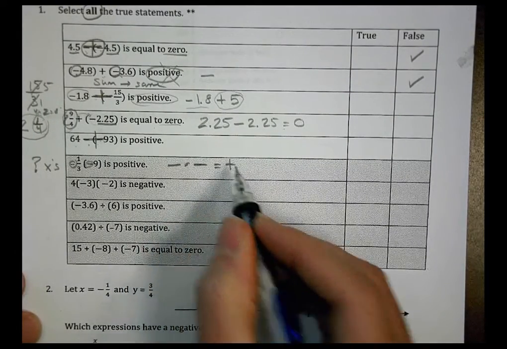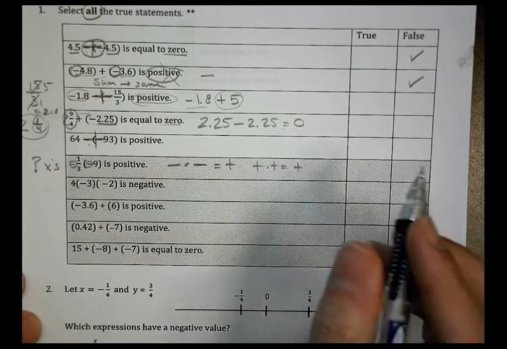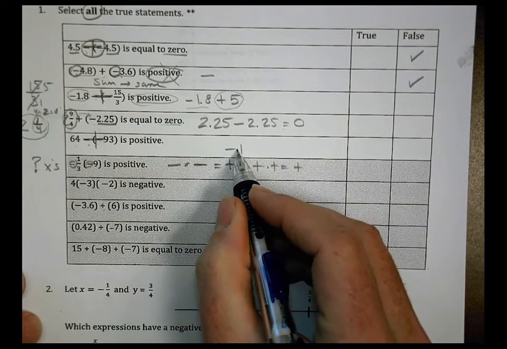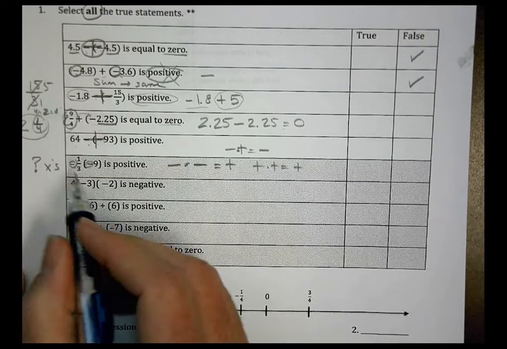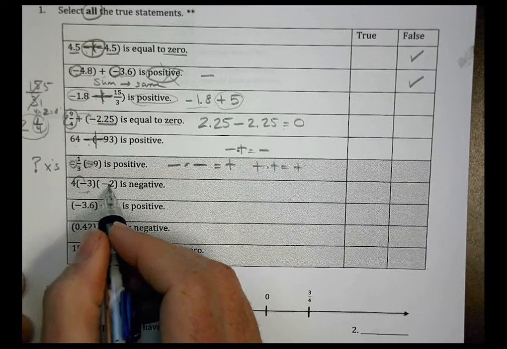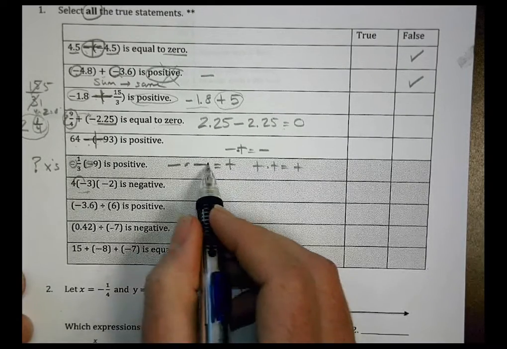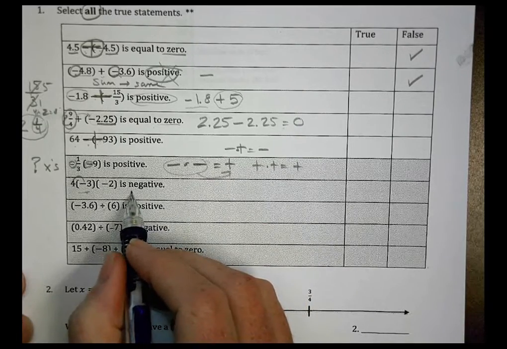A negative times a negative is a positive, just like a positive times a positive is a positive. But when we mix the signs up, negative times a positive, we end up with a negative. So here we have positive times negative, so far we are negative, and then negative times negative. If the signs are the same there, we should end up with a positive, not a negative. So I would say, no thank you.